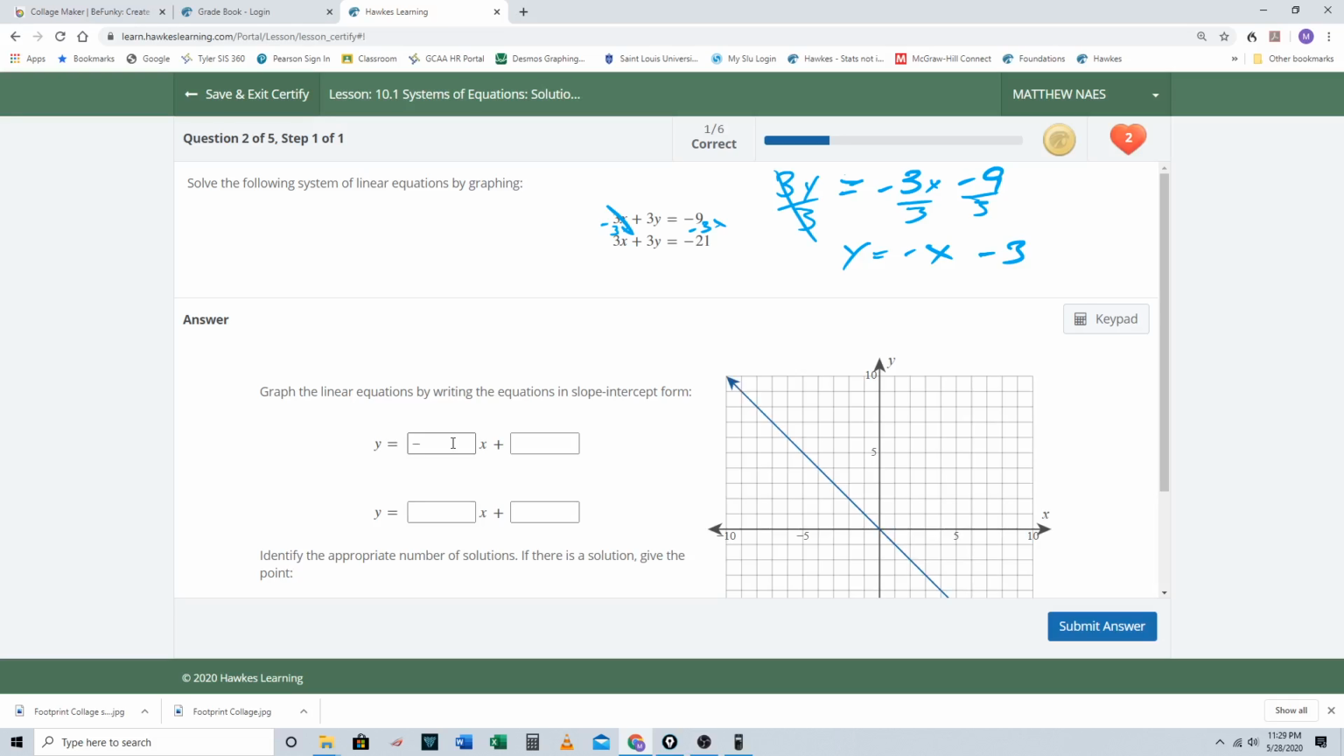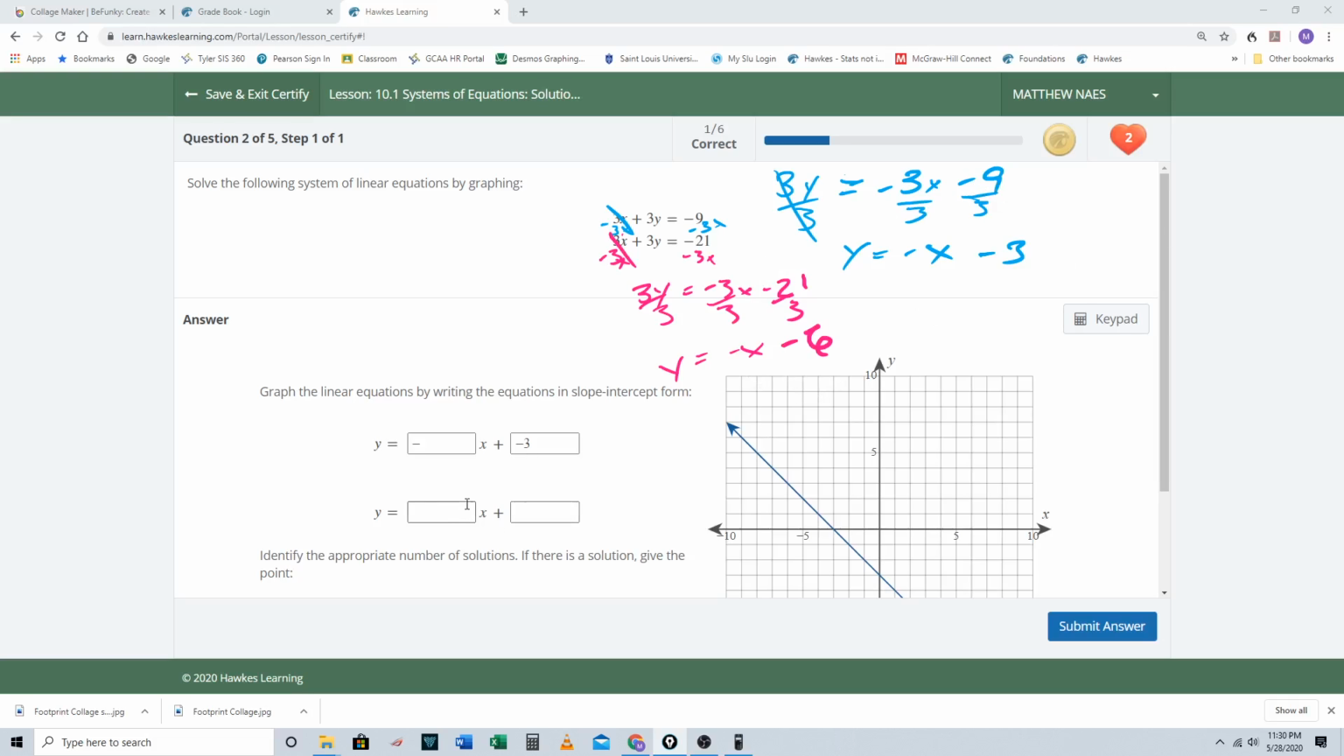Negative x, which you already have there, minus 3. All right. So let's solve for that bottom equation. So minus 3x, minus 3x. Again, it's gone here. Bring down the 3y equals negative 3x minus 21. And we divide by 3. y equals negative x minus 6. So y equals negative x minus 6.